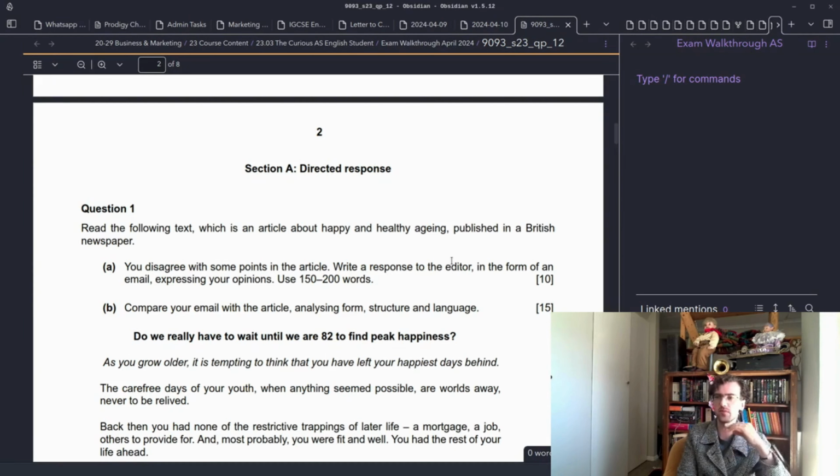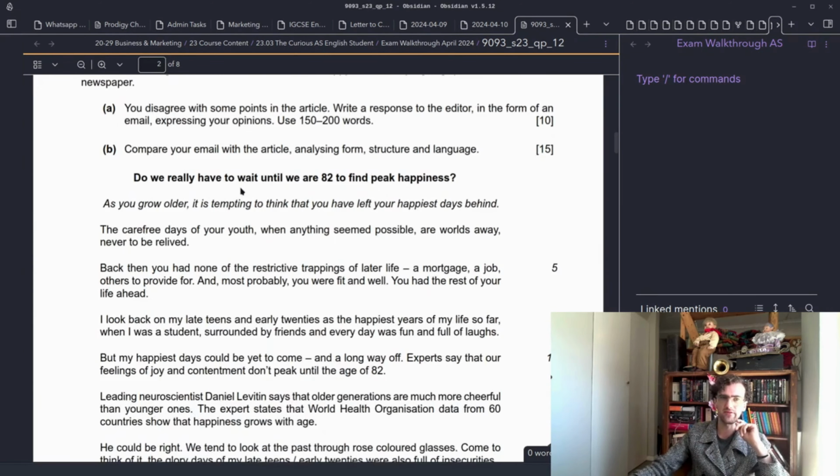Now, previously, this used to be style and structure. I can't fully remember now. I used to remember because I used to teach it, but it is quite a broad topic. And if you look at the rubric, the mark scheme, you'll see that they're wanting you to really figure out how the audience is being impacted by what's being said. So do we really have to wait until we are 28 to find peak happiness?